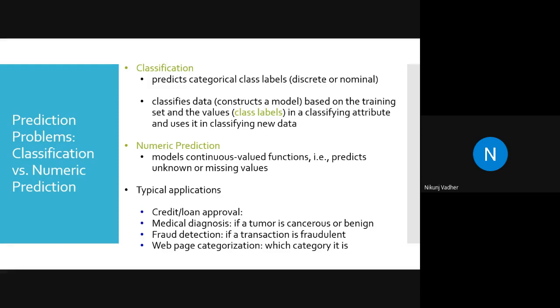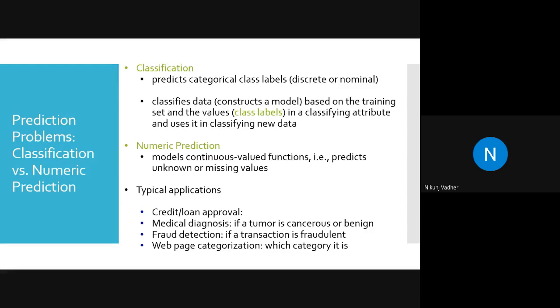Why? Because in classification we have a fixed set of labels, and out of this set of labels, only one label will be assigned to an object. That is classification. And in prediction we try to predict the value. So prediction is purely mathematical.